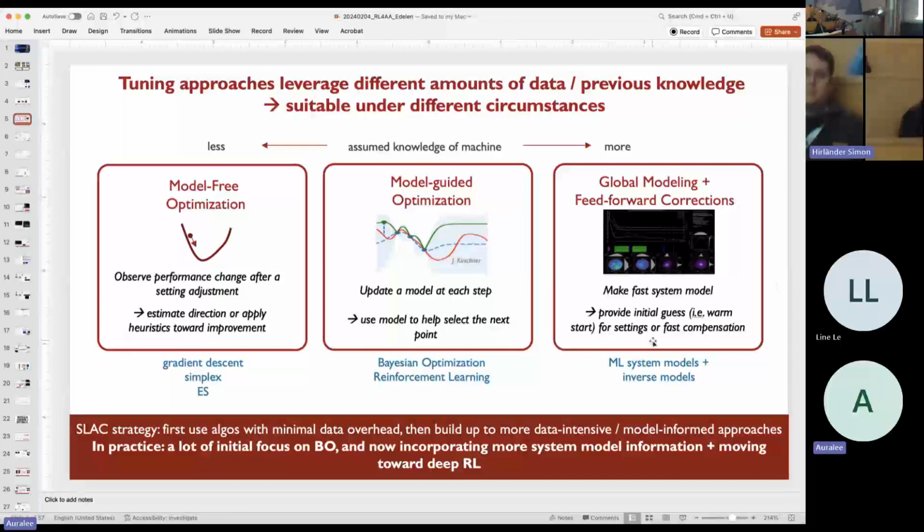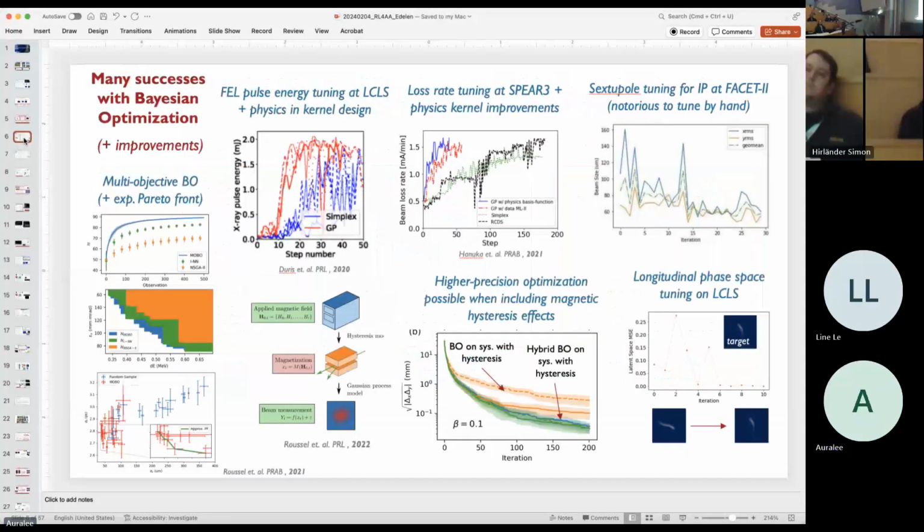We also, I should add, spent quite a bit of time building up our online modeling infrastructure. So now we have tools set up to be able to deploy physics models and also ML-based surrogates for faster execution online during operation with the machine, which also plays into our strategy going forward.